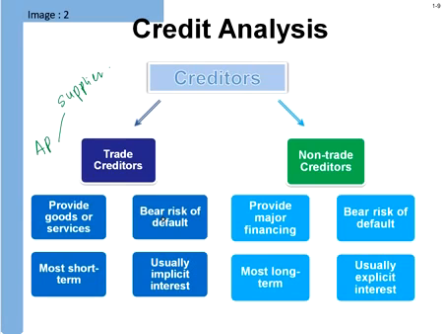Trade creditors. Non-trade creditors provide major financing. Ini biasanya loan. Okay, bank loan. So lah. Okay. Barriers of default, usually explicit interest, most term loan. Okay. So trade creditor ni ialah our current liability, non-trade creditor ialah non-current liability.